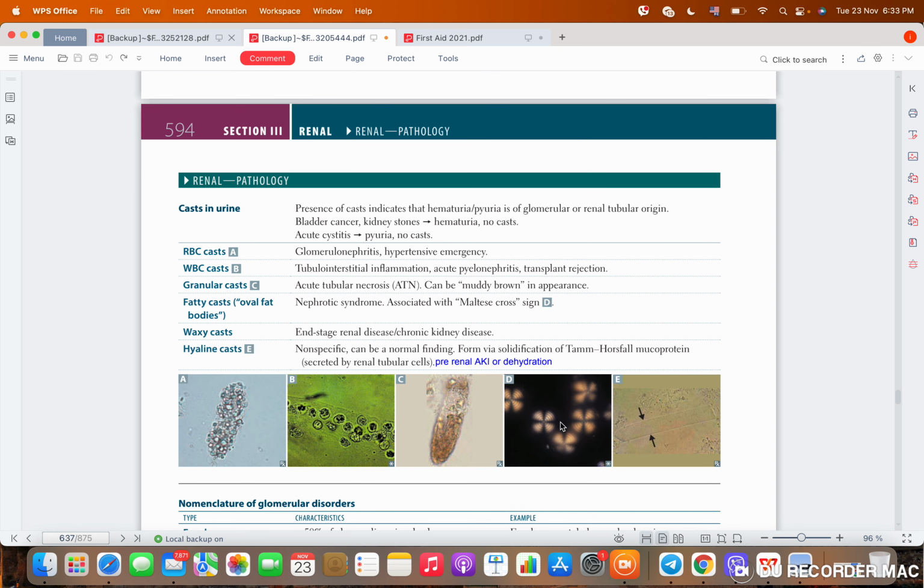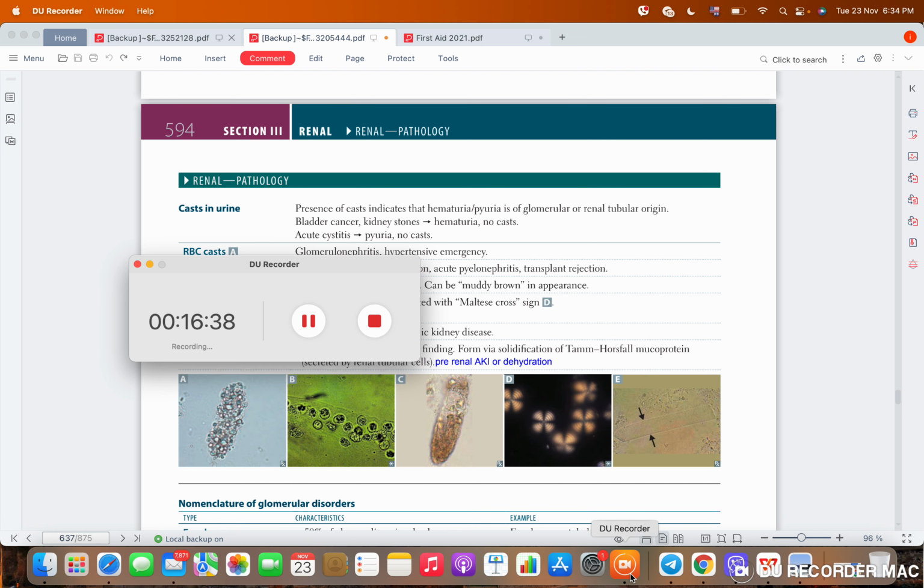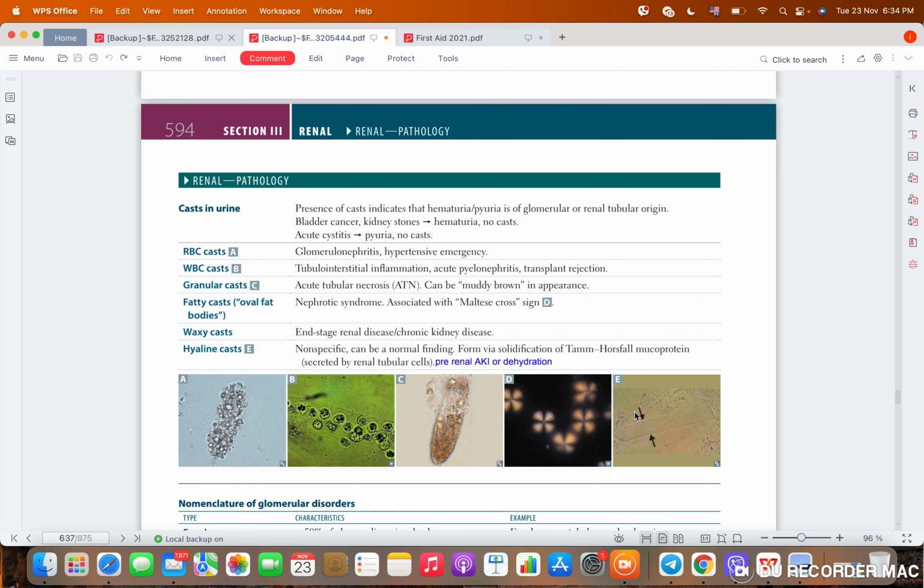The next one is about waxy cast. Waxy cast, I told myself always, you will have waxy cast when your kidney is whacked. Okay? Waxy when it is whacked. So waxy cast happens in case of end-stage renal failure, and also in chronic kidney disease. As you can see, both of these stages tell us that our kidney is whacked. Okay, so waxy casts we spoke about.